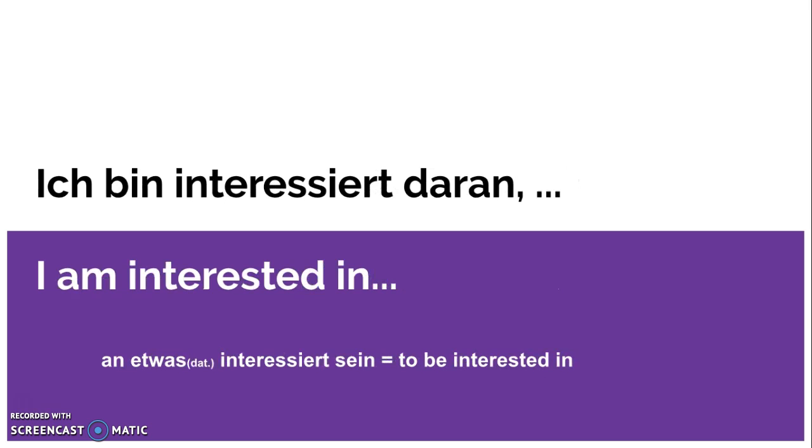Next one, ich bin interessiert daran. An etwas interessiert sein is to be interested in. This time, the something part, so after an, is dative. Pay attention to that when you're writing. Make sure that you don't forget it. And also remember that it's an, not in. In English, we say I'm interested in, but in German, we don't use in, we use an.